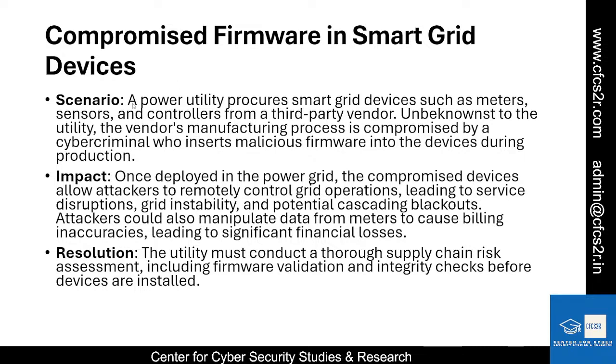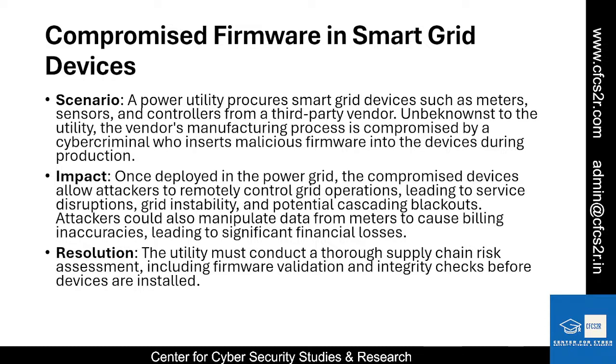So in the first scenario, there is a power utility that procures smart grid devices such as meters, sensors, and controllers from a third-party vendor. Unbeknownst to the utility, the vendor's manufacturing process is compromised by a cyber criminal who inserts malicious firmware into the device during production. Okay. So in this scenario, a power utility is procuring meters, sensors, and controllers from a third-party vendor, because a power utility cannot produce and manufacture all this.